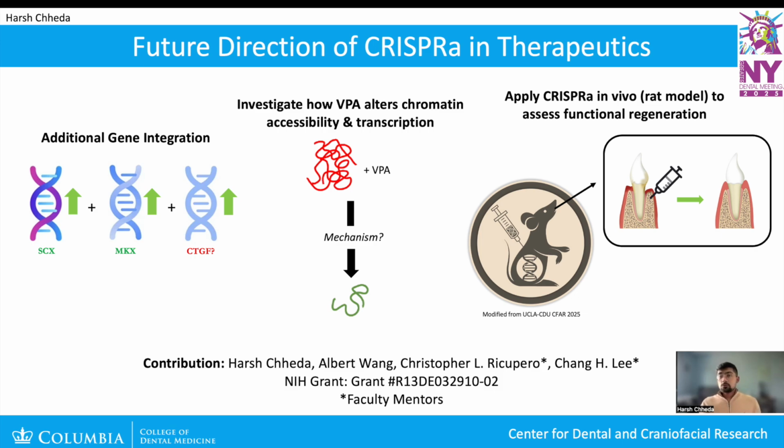So now in the future, what we hope to do is integrate a third gene of interest, which is CTGF, essentially another key factor in the periodontal ligament that helps with connective tissue repair. Secondly, we also want to see how VPA is really controlling each of these genes of interest. We know that it loosens the chromatin, but we want to see specifically what the mechanism of it is. And lastly, and most importantly, is translating our CRISPR activation work to the in vivo rat model to really see the usage of lipid nanoparticles and how we're able to translate this research into a clinical study.